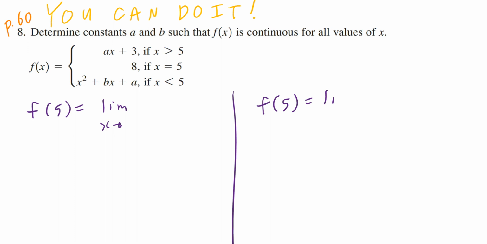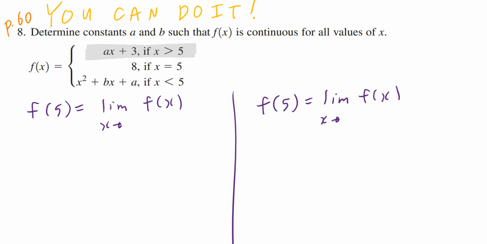Now here's the major difference. When I think about the limit of f of x, do I think about the left limit first? Do I think about the right limit first? What is the right approach? So really think about this. In the first piece of the piecewise function, there's ax plus 3. So I can solve for a first. Why? Because in the third piece, there's a and b in it. So I'm going to solve that second.